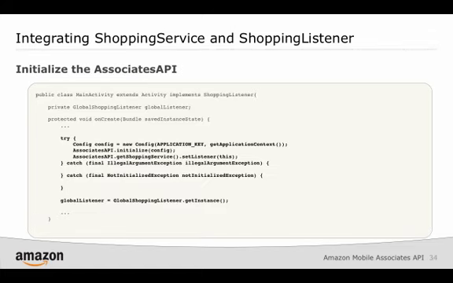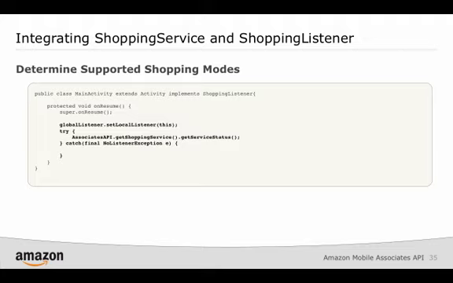The activity in which you make calls to the shopping service then also implements the ShoppingListener interface and is what will be passed in as the local listener. Same as a link service, you will also need to initialize the Associates API with a config object that contains your app's application key. All of this initialization should be done in the onCreate method of the app's main activity.